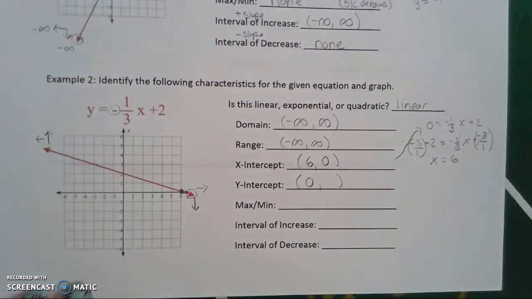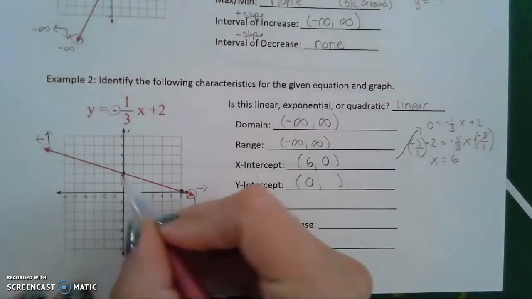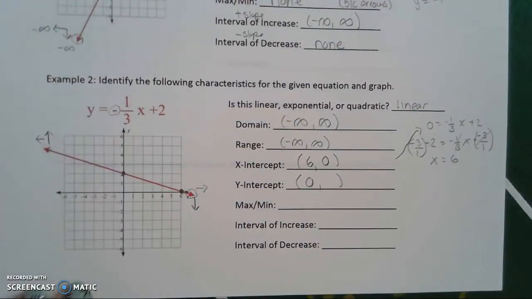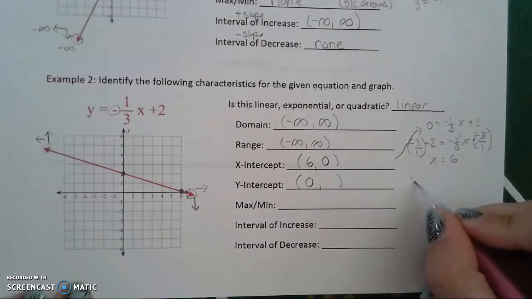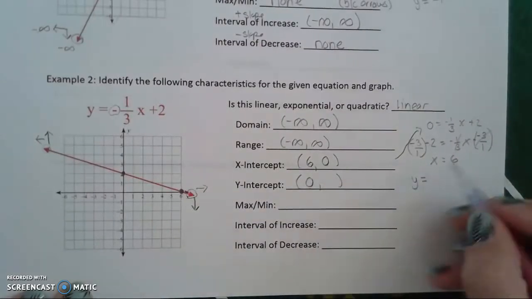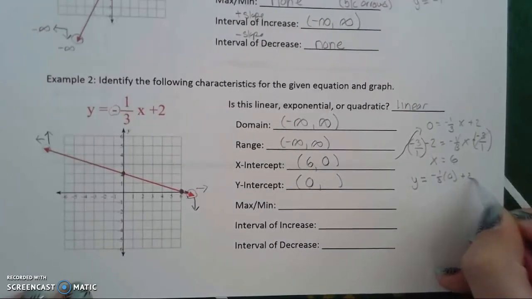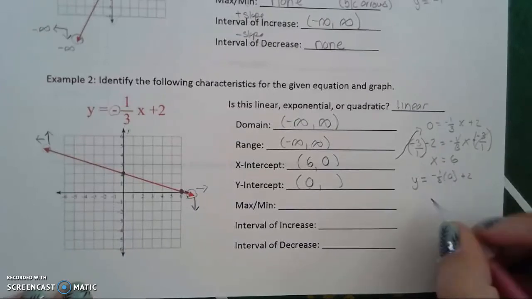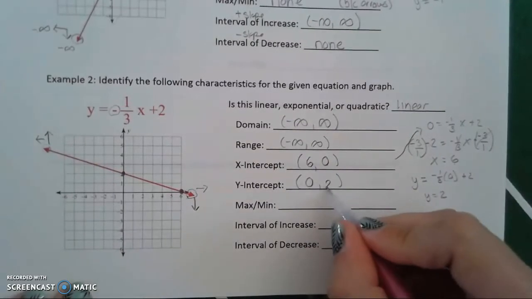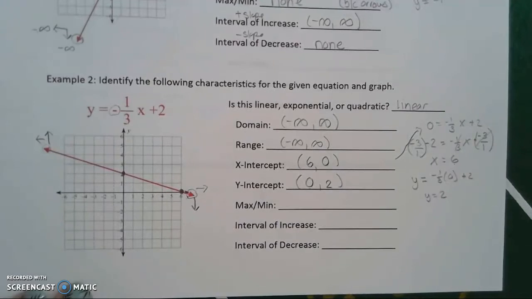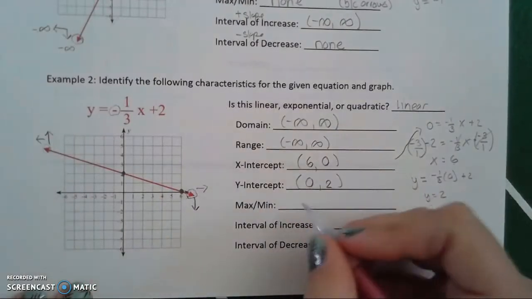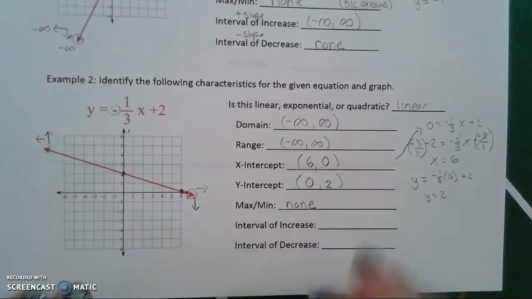Go me. Okay, now I'm going to do my y-intercept. It looks like it's going through a 2. Okay, I'm pretty confident that I can say that that's a 2, but let's just check. So for y-intercepts, my x is always 0, so negative 1/3 times 0 plus 2. Well, 0 times anything is 0, so that is going to give me a 2. Okay. On this one, because there's an arrow on the left side and the right side, that means it's going up forever and down forever. So that means we will not have a max or a min, so none.